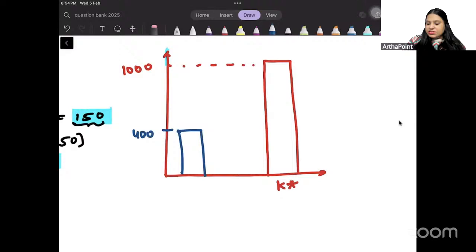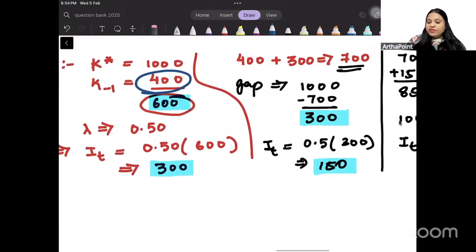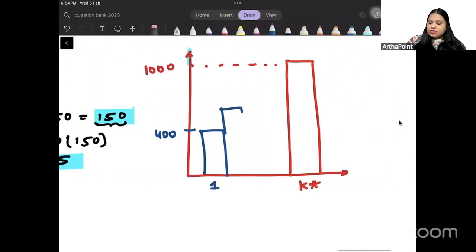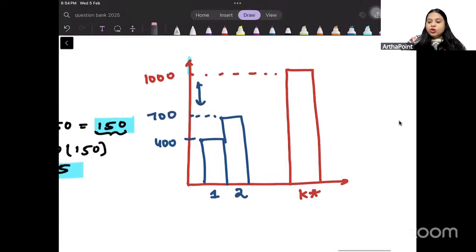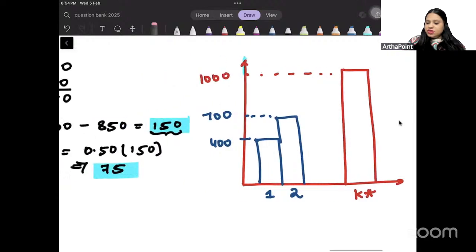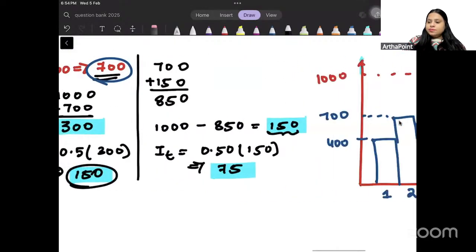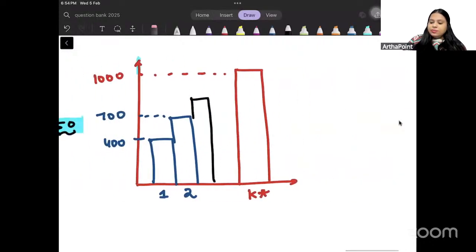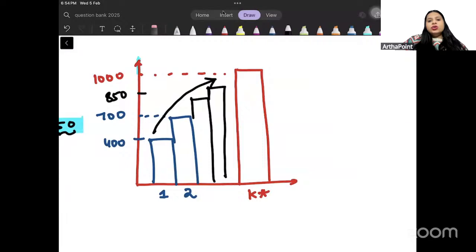Then this is suppose period 1. उसके बाद you cover some gap and you reach at 700 in period 2. ठीक है? Then you have a gap of 300. फिर से आप उसका half cover कर लेते हो. So you cover 50% of it, which means that you cover 150 more. So in period 3, it becomes 850. Then the gap is 150. फिर आप उसका 50% 75 cover कर लेते हो. And so on and so forth. Progressively, gradually, you are reaching that gap. This is gradual adjustment that you do.